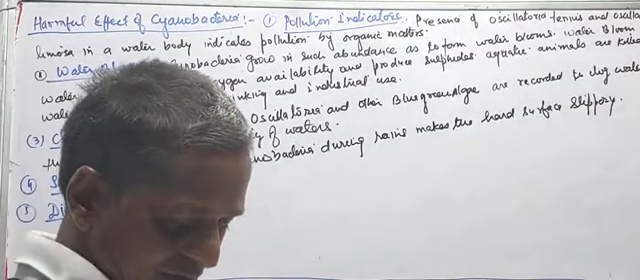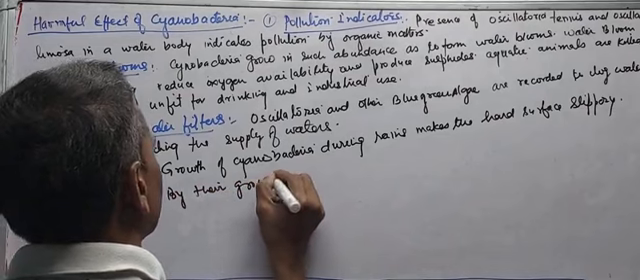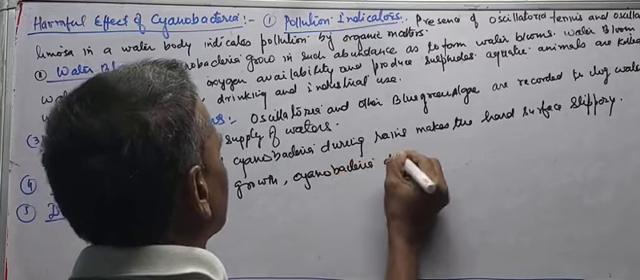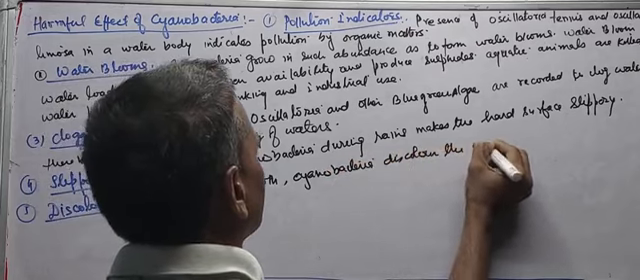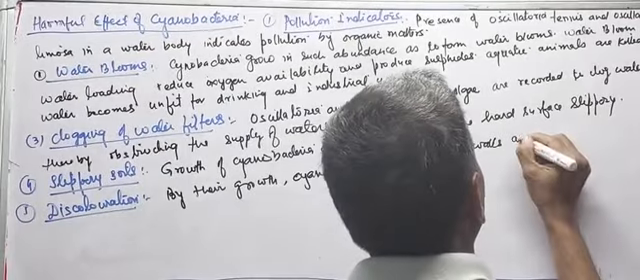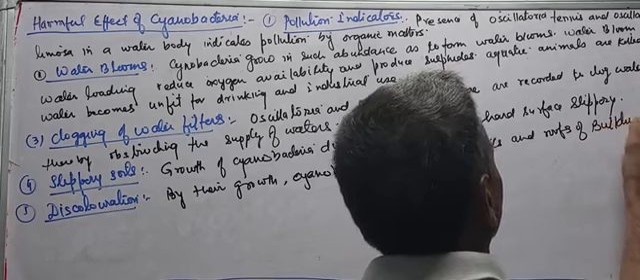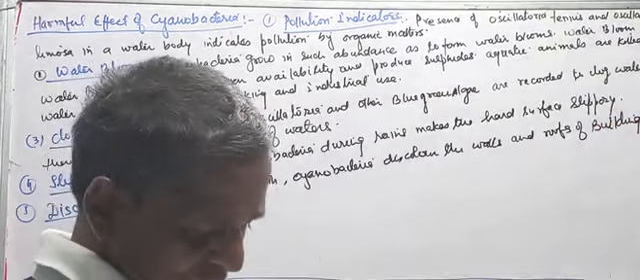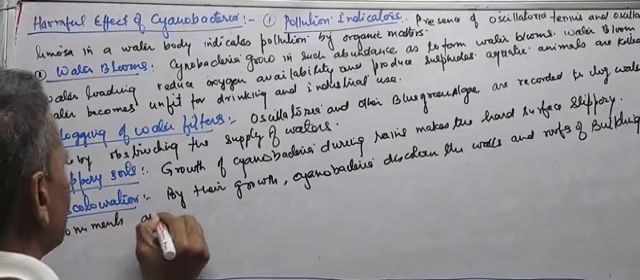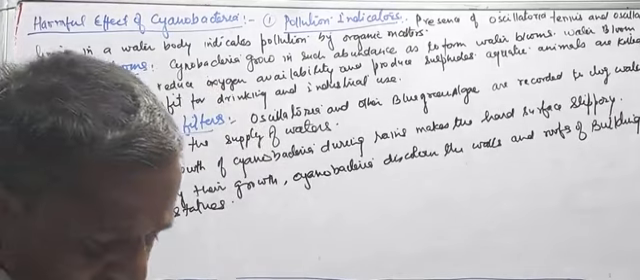Next harmful effect is discoloration. By their growth, cyanobacteria discolor the walls and roofs of buildings, monuments and statues.